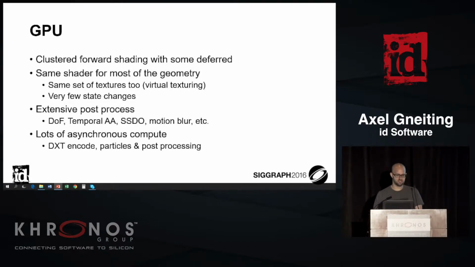After that, the engine does extensive post-process like depth of field, temporal AA, and SSDO, et cetera. And we leverage a lot of asynchronous compute. On the consoles, we do DXT encode for our virtual textures. We run GPU particles in async compute, and we run the post-processing also in async compute.